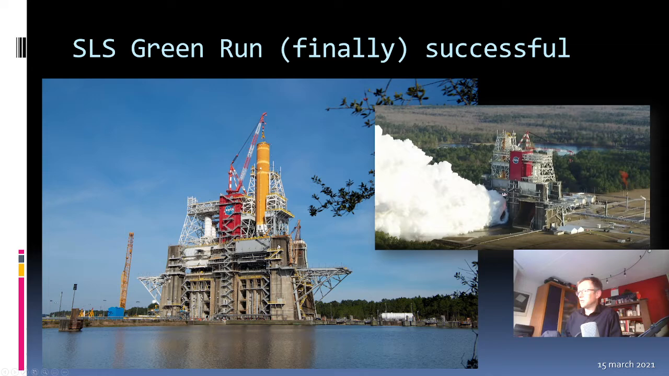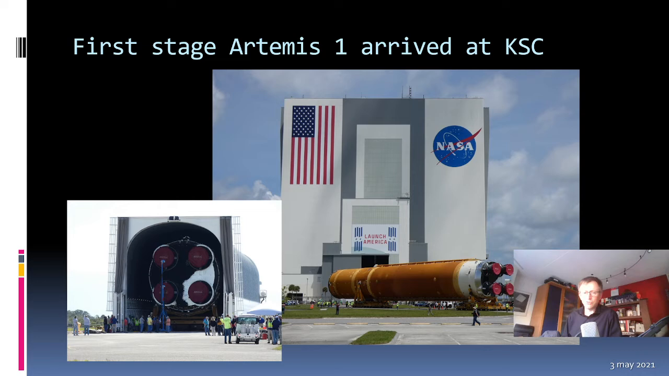It's supposed to launch this year, at the end of this year. The first stage has arrived for Artemis 1, the first mission of this rocket, unmanned with an Orion capsule with a European propulsion module behind it. And they're building things around this in the vehicle assembly building.